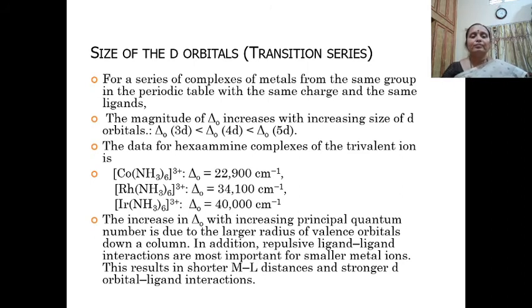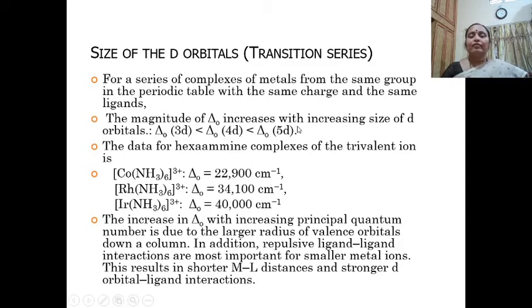Another factor is going to be the size of the d orbitals, that is, the transition series. For a series of complexes of metals from the same group in the periodic table, with the same charge and the same type of ligand, what we observe is the magnitude of delta naught increases with increase in size. As the size increases, the splitting is going to be greater.